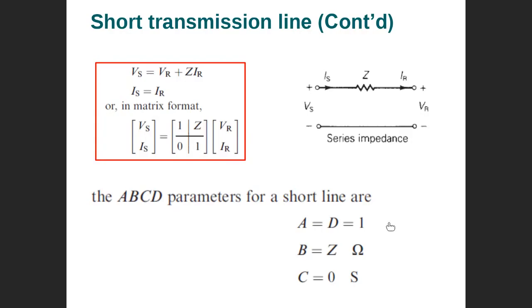So A equals D in the short transmission line. B equals Z. C equals 0. So this is for a short transmission line. We can represent it this way.